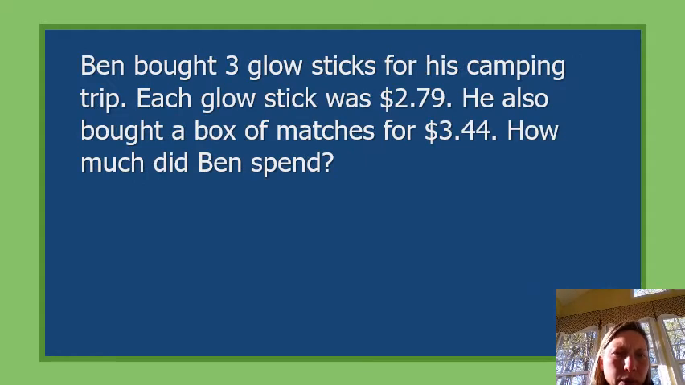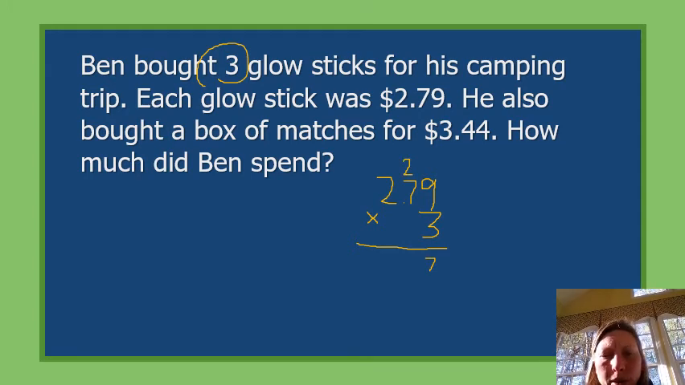Okay, Ben bought 3 glow sticks for his camping trip. Each glow stick was $2.79. All right, he also bought a box of matches for $3.44. So first I need to multiply the glow sticks. 9 times 3 is 27. 7 times 3 is 21, plus 2 is 23. And then 2 times 3 is 6, plus 2 is 8. And then we have a dollar sign. That's how much it is just for the glow sticks. But now we have to add in the matches.